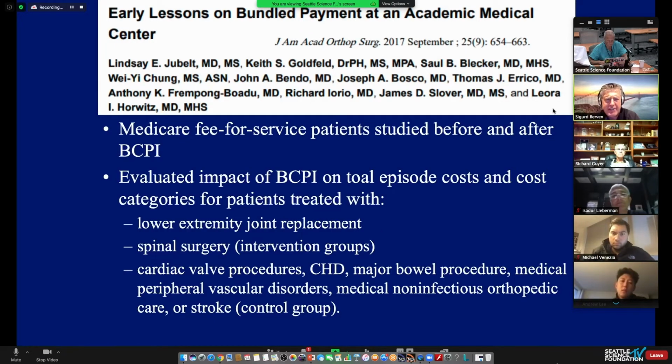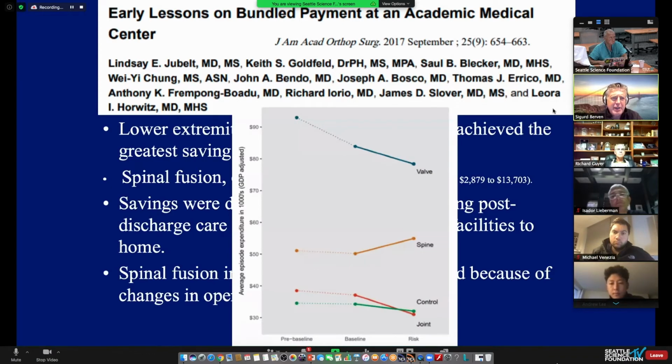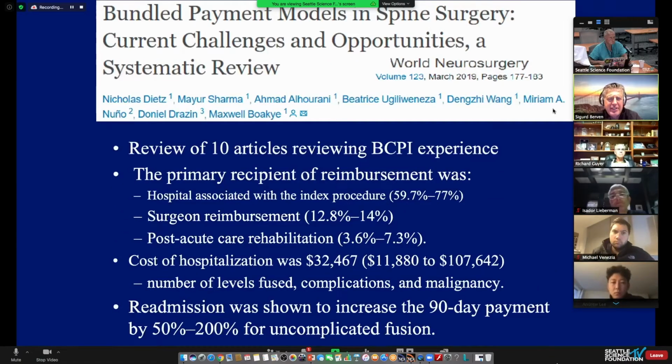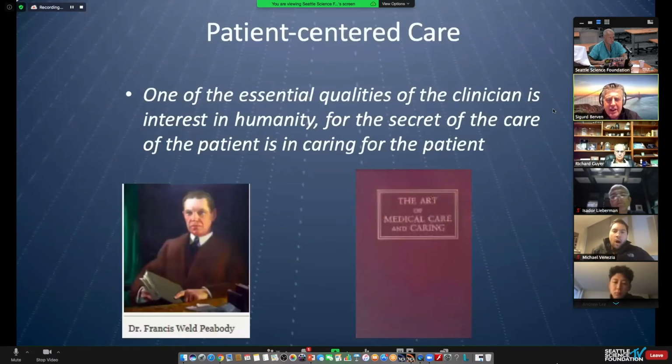It's also been very effective for some cardiac procedures. But in spine surgery, there's a lot of variability to the cost of spine surgeries. And at this point, the effectiveness of bundled payments in spine procedures has really been quite mixed. And indeed, the improved quality as well as cost hasn't been well demonstrated in some systematic reviews.